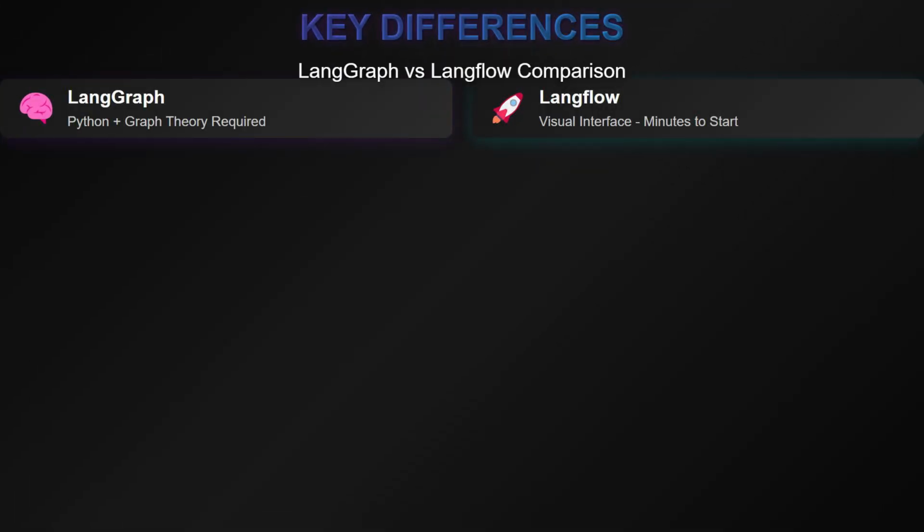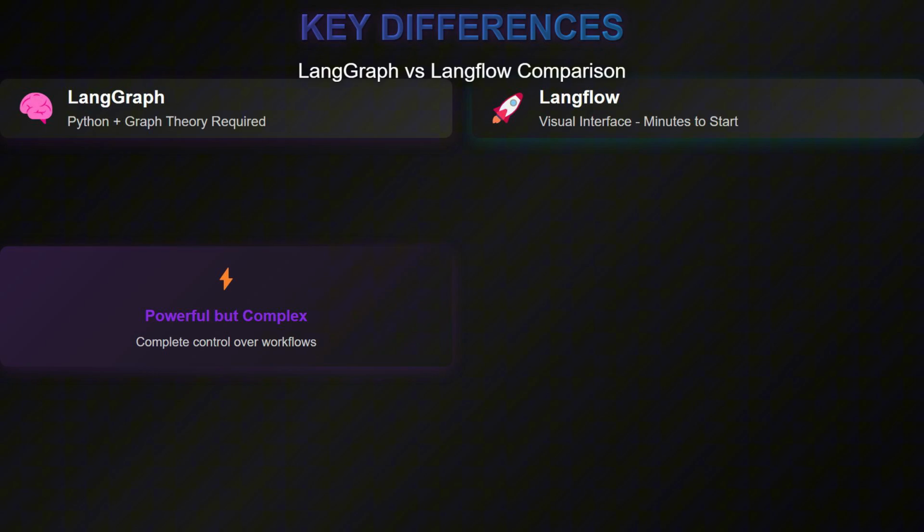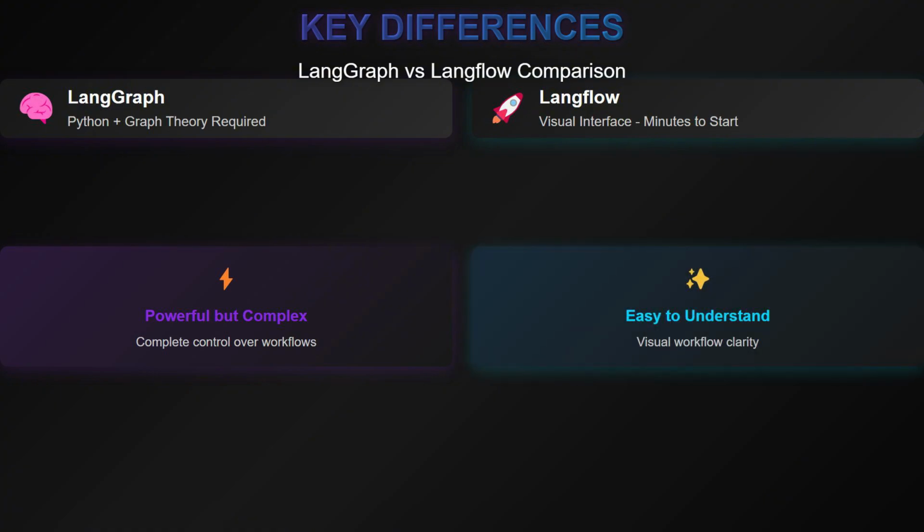Now let's talk about the real differences that matter for your projects. First, the learning curve. With LangGraph, you need to understand Python programming, graph theory, and how to structure complex workflows in code. It's powerful, but it takes time to master. With LangFlow, on the other hand, you can literally start building agents in minutes. The visual interface makes it much easier to understand what's happening in your workflow.